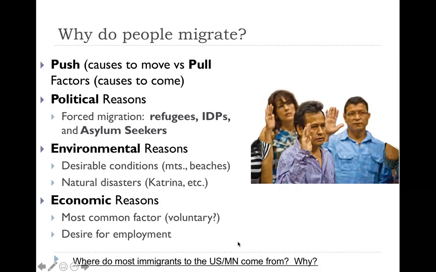Obviously, there are others too, environmental and political reasons. The United States is typically viewed as being free and having freedom, the idea of a democracy. And so that may entice people to come here too.